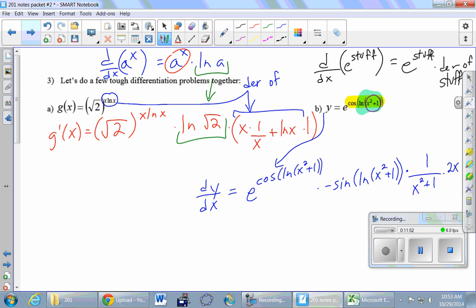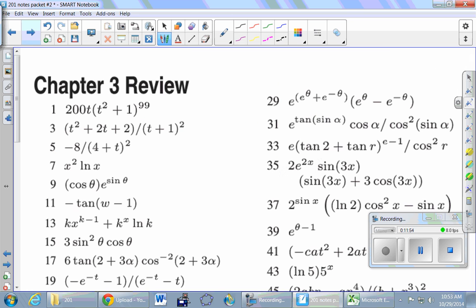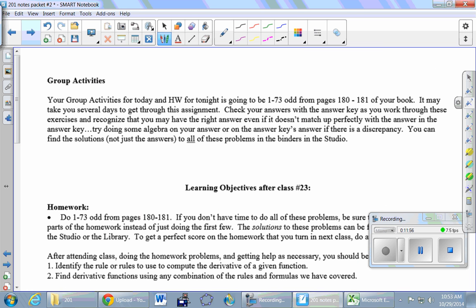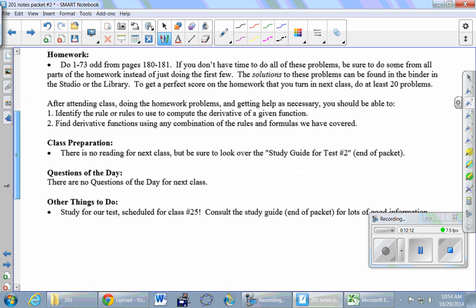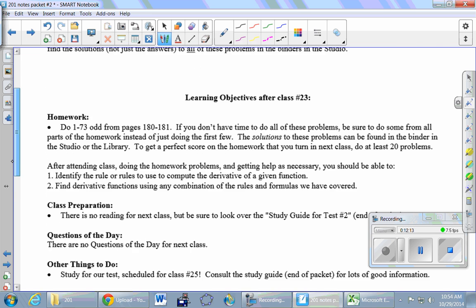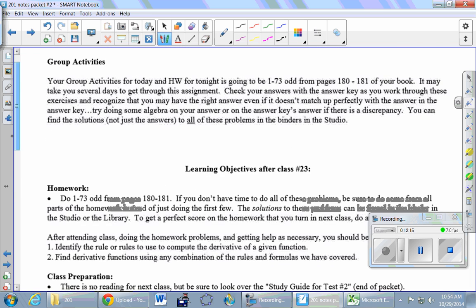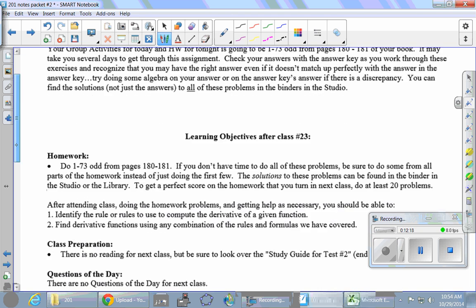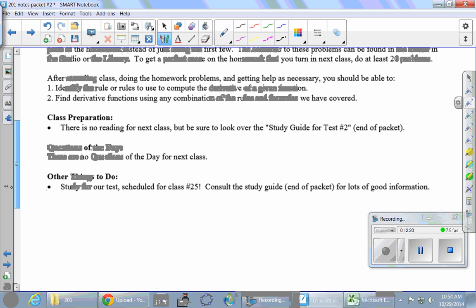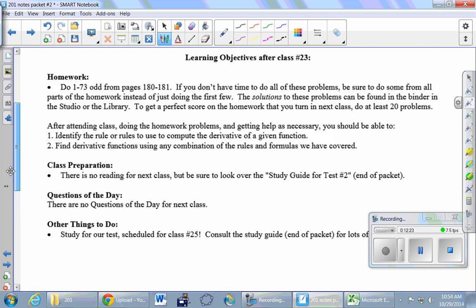Okay, so here's some good news. On the next page, it says your group activity is actually your homework. So you're going to be spending the next almost hour just doing your homework. It's 1 to 73 odd on pages 180 to 181. Now here's the deal. I recognize that 1 to 73 odd is something like, what, 34 problems? Am I doing that right? No, 37 problems. And normally I do not assign 37 problems.